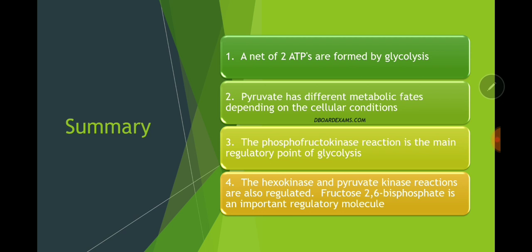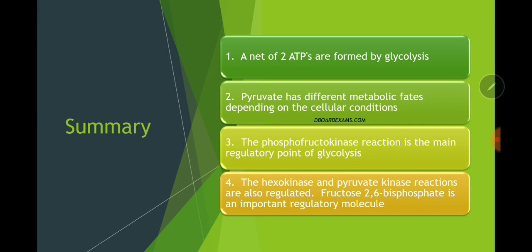All right, so a summary. We have a summary talking about the ATP produced in the glycolysis, pyruvate, and of course you have to know some of the enzymes that characterize the main regulatory points of glycolysis.